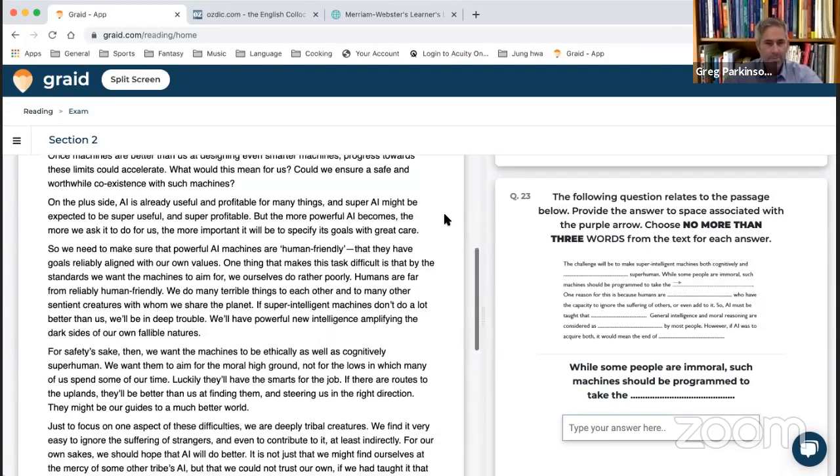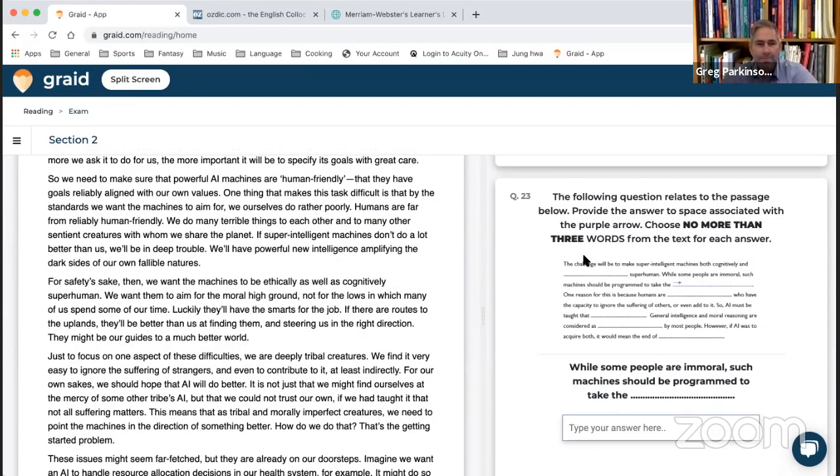Okay, now, because I didn't panic when I couldn't find the first answer for 22, I think I'm having better luck now, right? So here I can see moral, right? So immoral and moral, well, they're antonyms, right? So as soon as I think I'm on the right track, then what I do is I read the entire sentence. So starting from: we want them to aim for the moral high ground, not for the lows in which many of us humans spend some of our time, right?